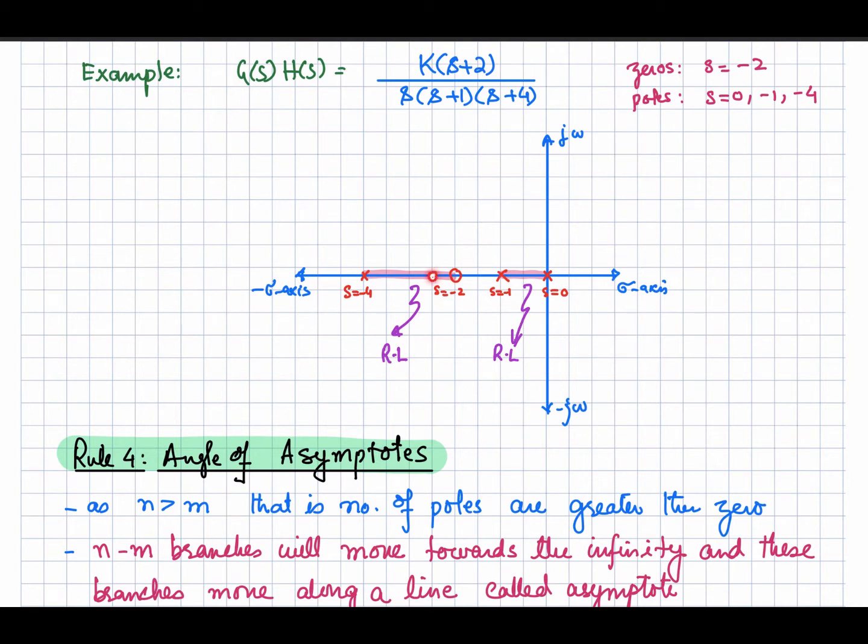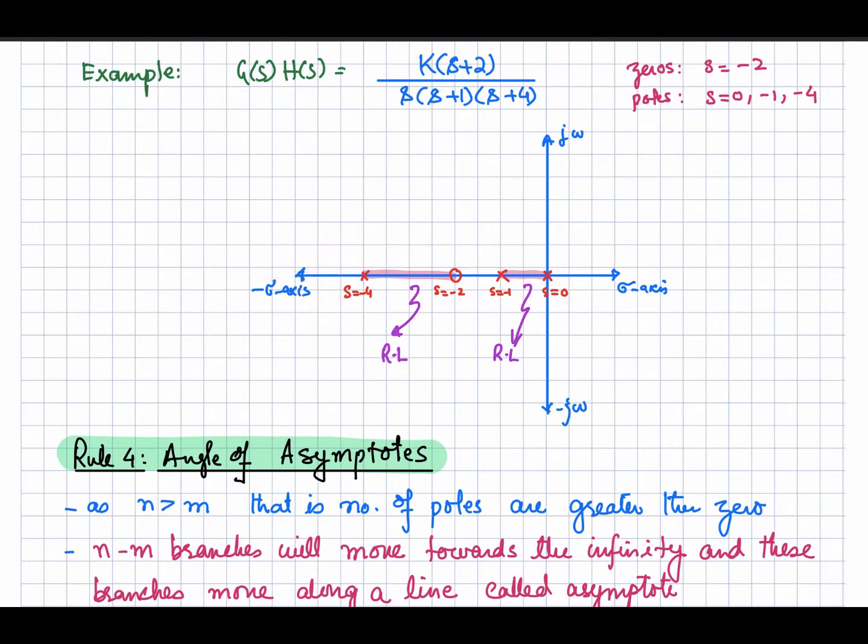Then if we take the test point over here on this portion of the real axis and look towards the right, you have 1, 0 and 2 poles, so the total sum is 3, which is an odd number, so this will be part of the root locus. And if you consider some test points over here on this real axis and look towards the right of that one, 1, 2, 3, 4, that's an even number, so this is not part of the root locus.